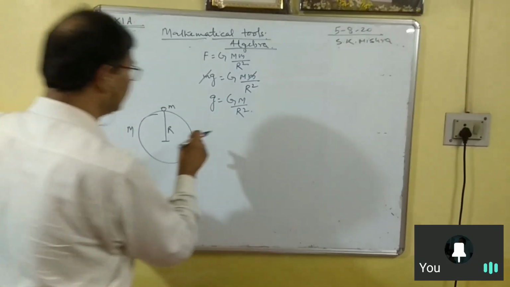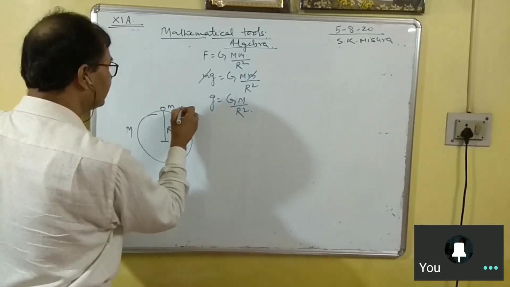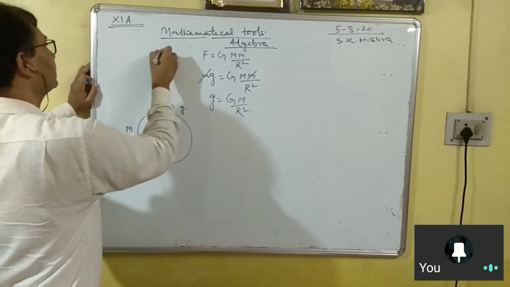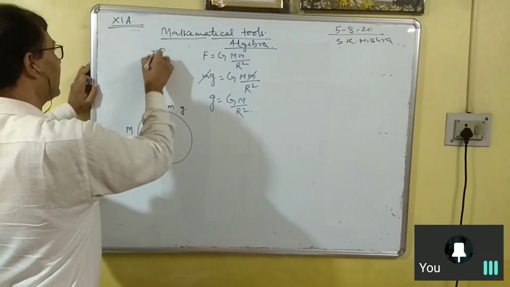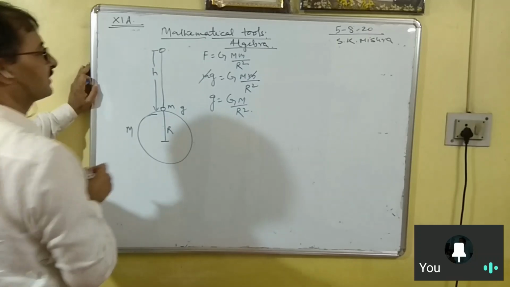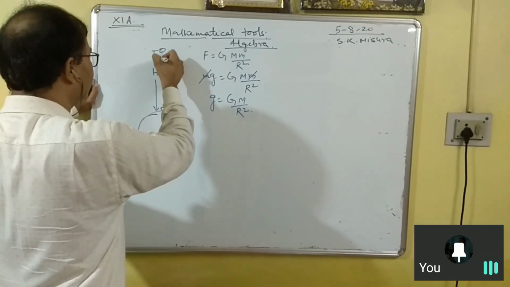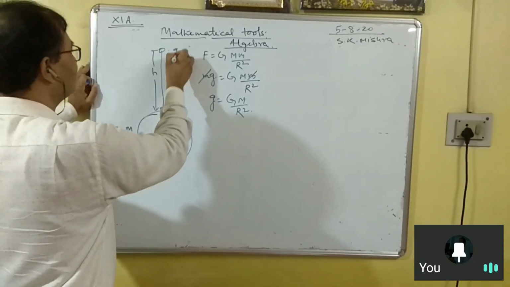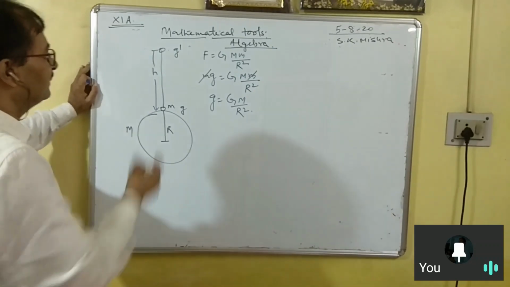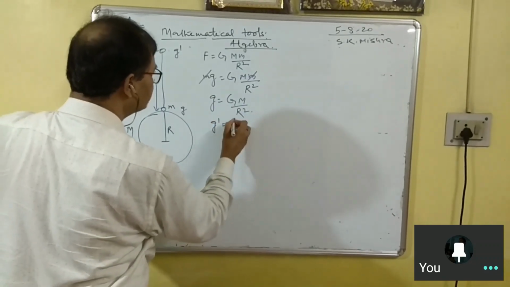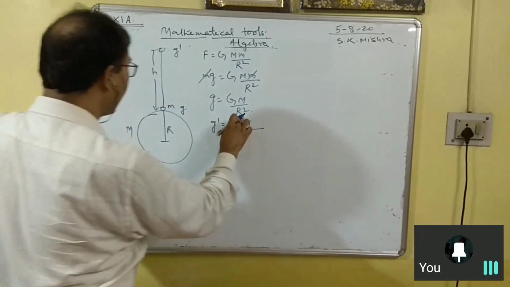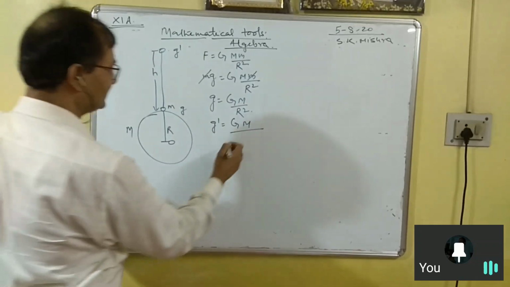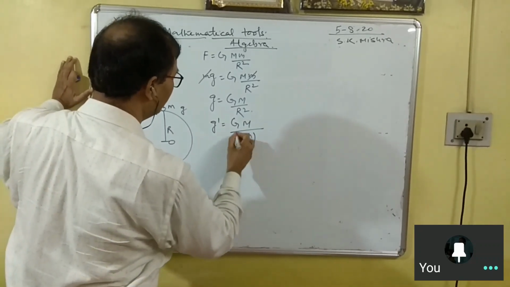Now small g is GM by r square. So the value of acceleration due to gravity on the surface, let it be g. And if you move to a height h from the surface of the earth, then acceleration due to gravity at this height will obviously be different from this g. So let it be g dash. Then this g dash can be written as GM by, now r has changed from the center to this point, so this whole r plus h, r plus h whole square.